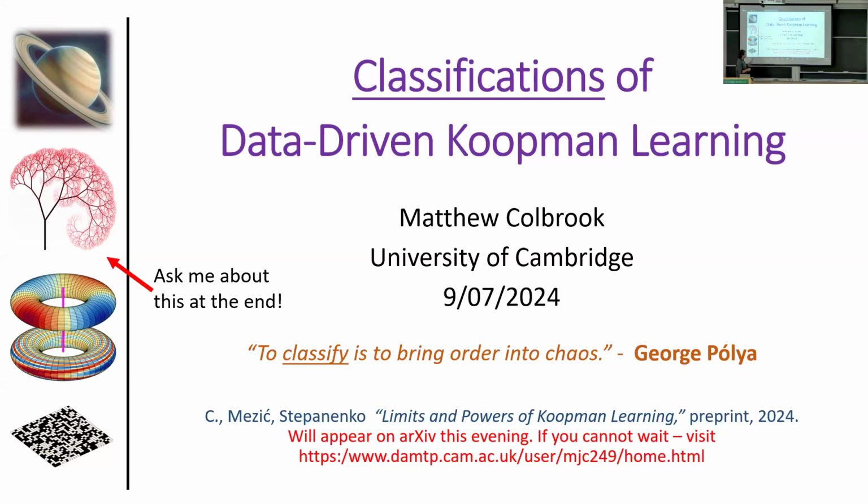So I'm going to do something a little bit different in this talk, in that I'm going to try and get across the idea of a proof. This is something I don't perhaps normally do, but I'm also going to give you a flavour of impossibility results as well in Koopman operators. So our goal will be to classify when we can and cannot learn spectral properties of Koopman operators. This is based on this preprint here with Igor Mezic and Alexei Stepanenko, which will appear on the arXiv this evening. If you're super impatient, you can also look at my webpage as well.